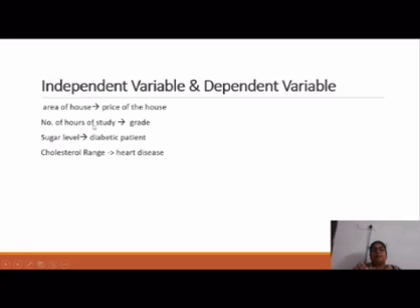And next example, number of hours of study and grade. Grade depends on number of hours of study. Correct? How much effort you are putting in will reflect in your grade. Which is independent and which is dependent? Grade is the answer. Number of hours of study and the grade. Anyone can answer. What is the independent and dependent variable here?